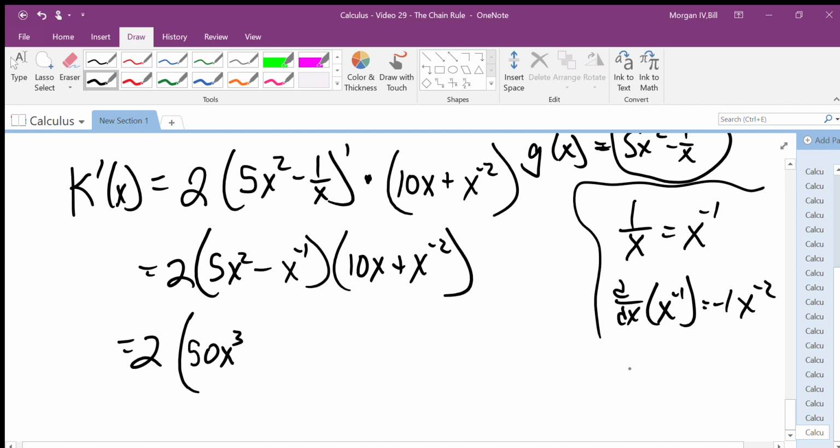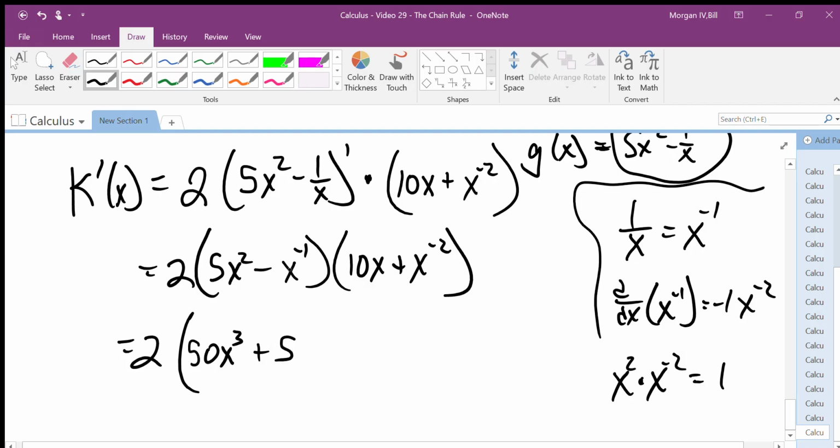X squared times x to the negative 2. You add the exponents. 2 and negative 2 make 0. X to the 0 is just 1. So 5x squared times x to the negative 2 is 5 times 1, which is just 5. Same thing's going to happen here.